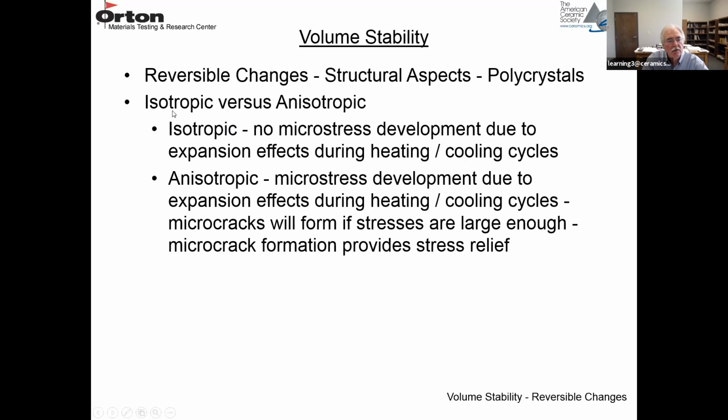So what's important about this? The most important thing to remember, if you have an isotropic versus an anisotropic thermal expansion behavior in a polycrystalline material, the isotropic materials do not develop microstresses when they're heated or cooled, but the anisotropic materials develop microstresses during the heating and cooling cycles. When that happens, it builds up stresses and it forms microcracks. So microcracks are formed to provide stress relief. The stored strain energy in the material is converted to fracture surface energy of the crack surfaces. So most refractory materials are going to be severely microcracked.